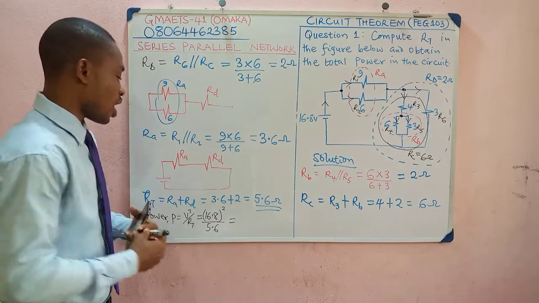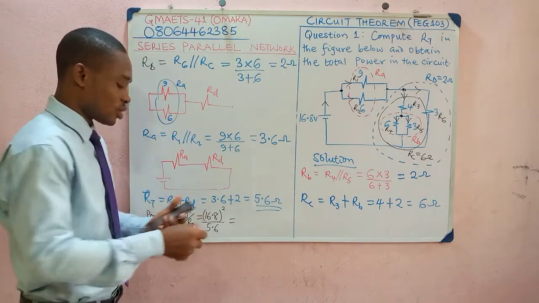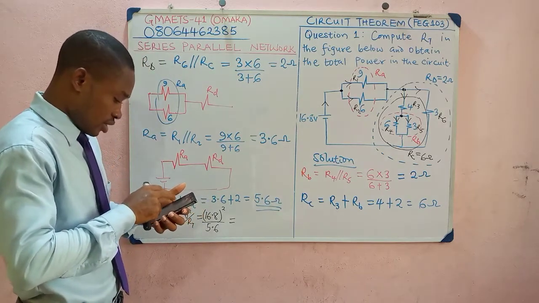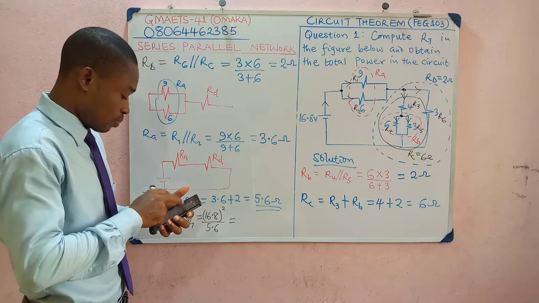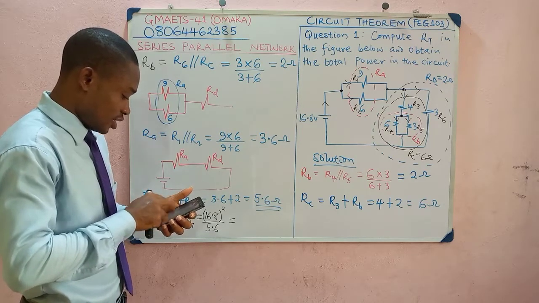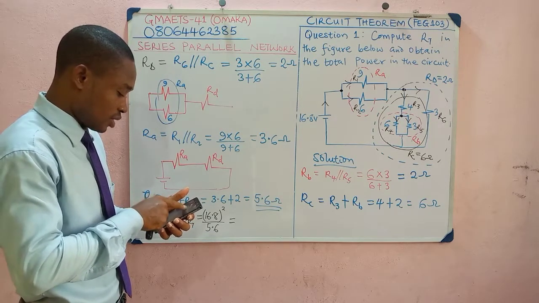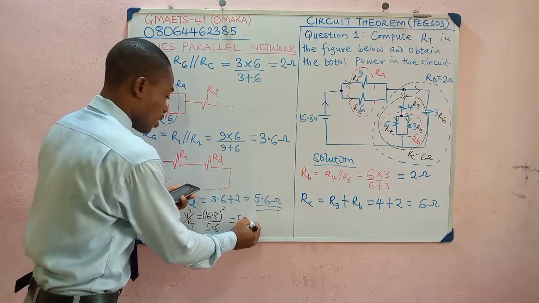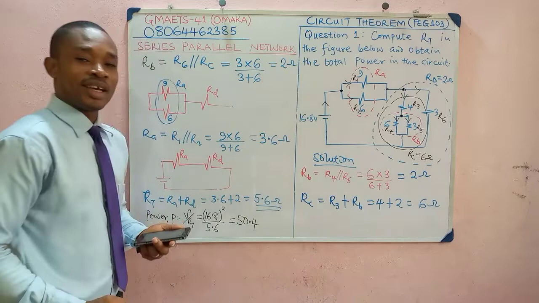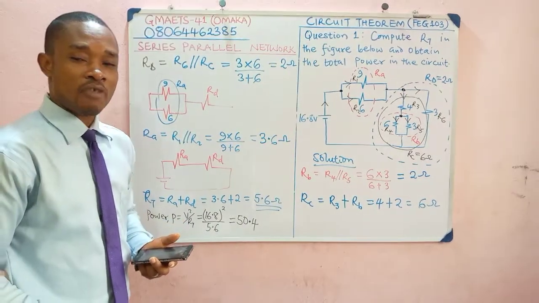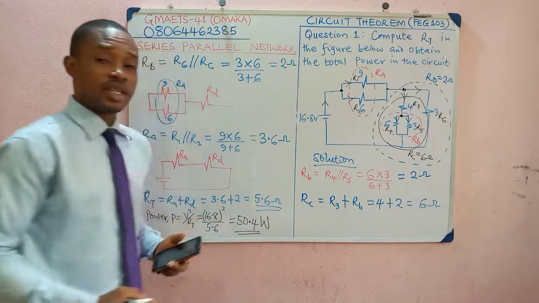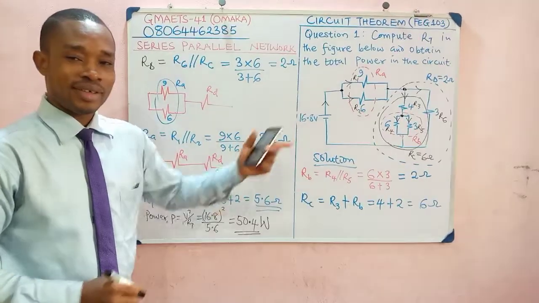So let us work this out with our calculator. 16.8 squared divided by 5.6. Good. It's giving me 50.4. And the unit of power is watt. So this is the value of the power in the circuit.